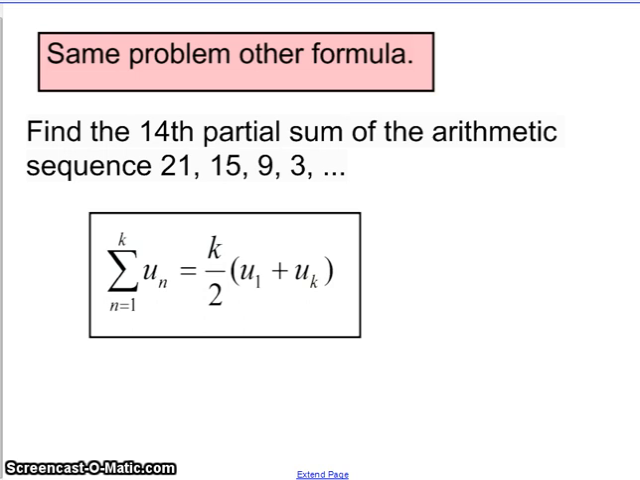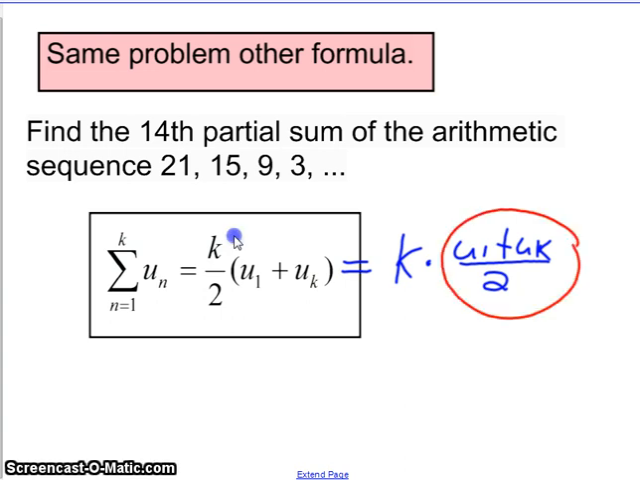And by the way, the one that you see on the screen now is my favorite of the two. To me, I find this very easy to memorize, and I find it much easier to use. We've got our k over 2. Actually, let me look at this another way. What if I were to rewrite this as k times u sub 1 plus u sub k over 2?